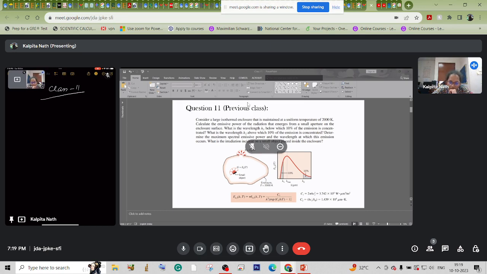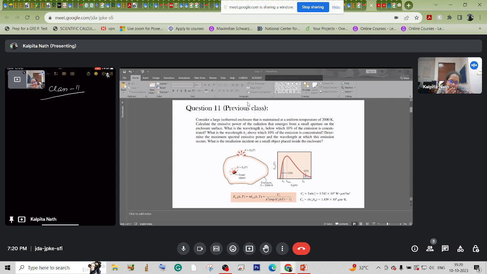We'll go step by step. First, we need to calculate the emissive power of the radiation that emerges from a small aperture. As it is isothermal, maintained at uniform temperature, it is an isothermal enclosure, so we can consider it a black body. For a black body, emissive power is sigma T to the power 4, so we can use that equation to calculate the emissive power here.